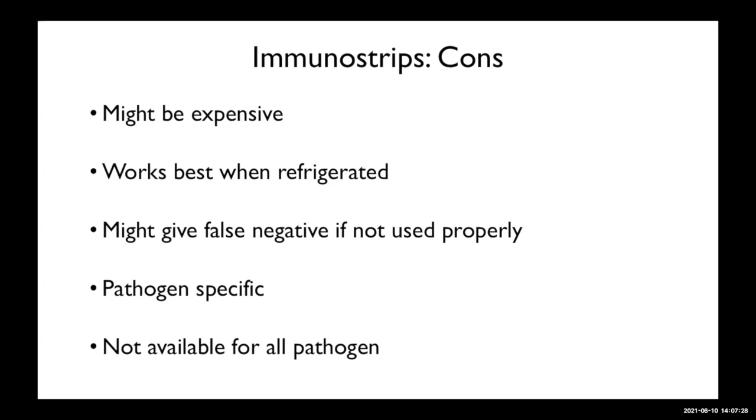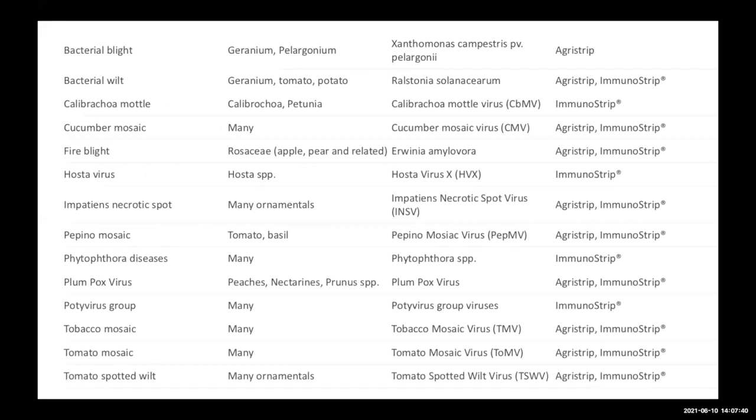And of course, it is not available for all pathogens. It is very limited. I think AgDia has about 43 tests available, but there are thousands of pathogens that it is not available for. But whatever it is available for, it's one of the best tests. This is not a comprehensive list. It is available for a lot of pathogens.